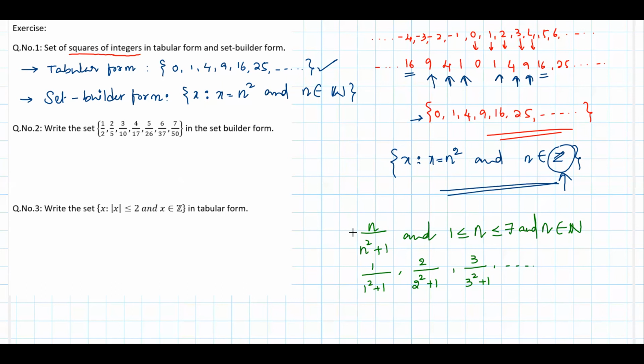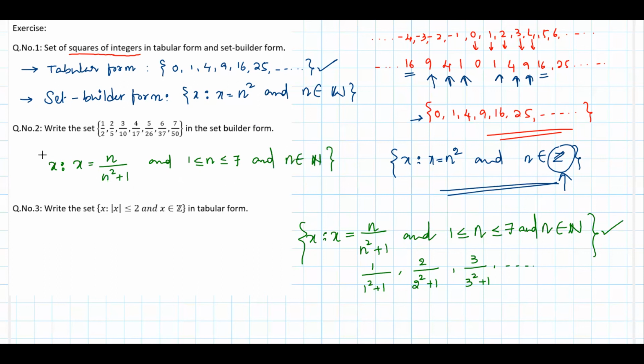All right. And we keep all these values, we equate all these values to x and we'll display the value of x. Is that clear? So x such that x is equal to n by n squared plus 1. And this n value is maximum 7 or equal to 7, minimum 1 equal to 1. And this n belongs to natural numbers. That's it.